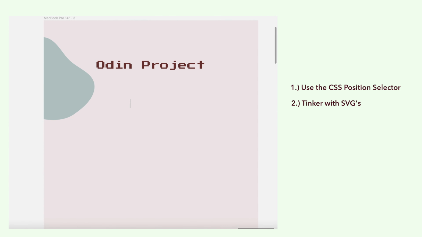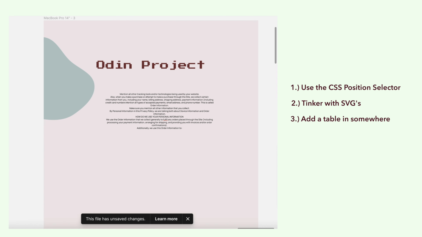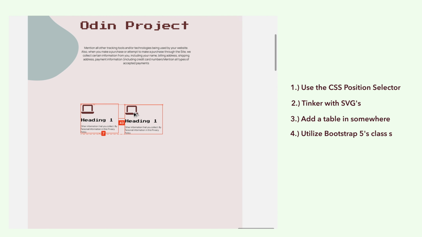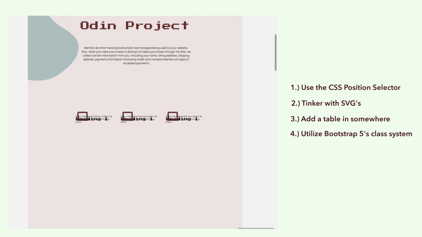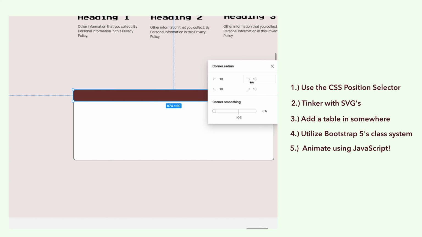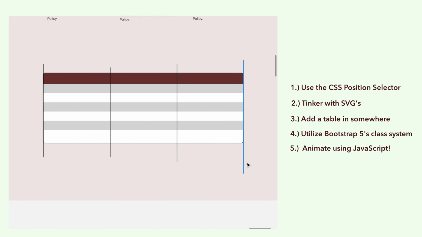I need to insert a table in here somewhere. I don't know why they made that very big. I need to utilize Bootstrap 5 and their classes that come with it. And then also, as a challenge, I need to play around with animations. This is going to mostly be in JavaScript and probably the hardest thing I do as a part of this.